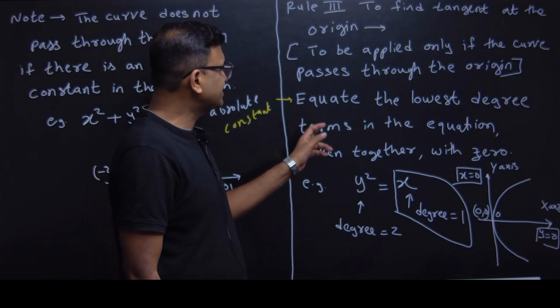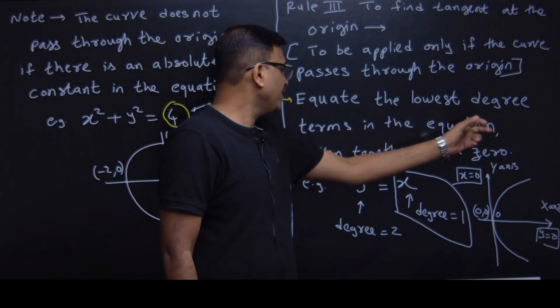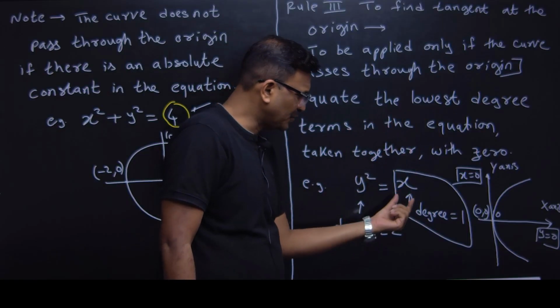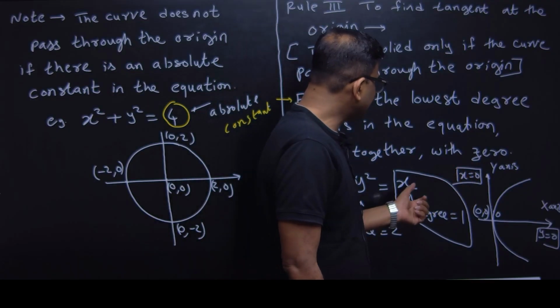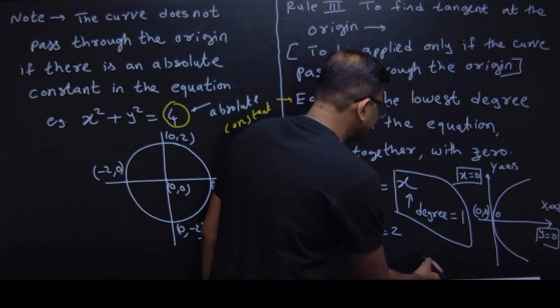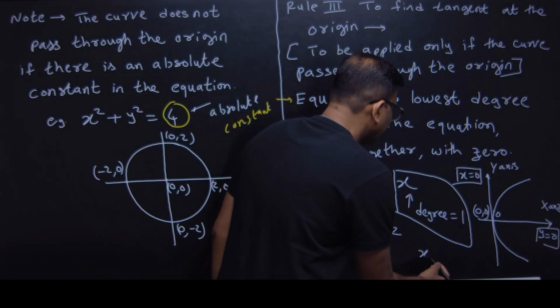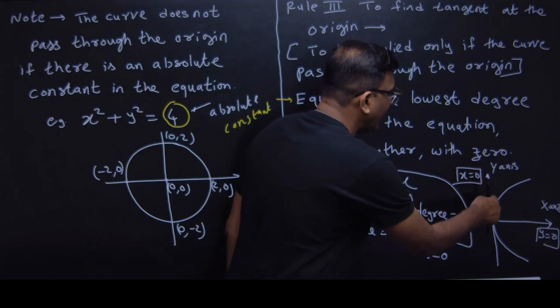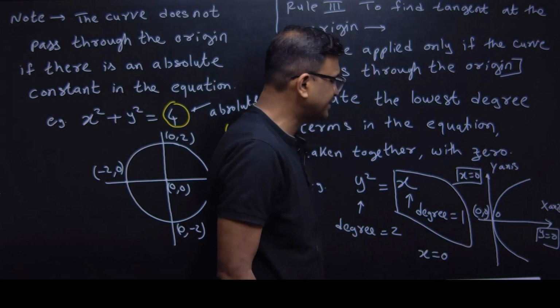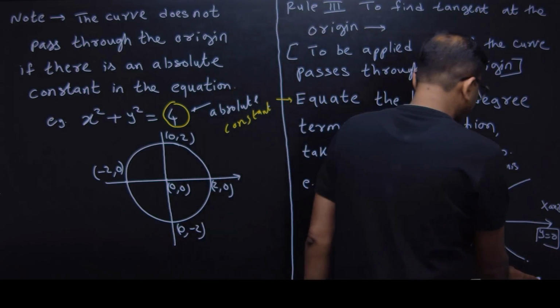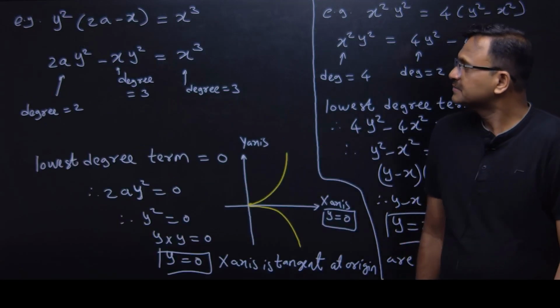So to find tangent at origin, we have to equate the lowest degree term in the equation with 0. Here in this case, it is x. If we equate x with 0, we will get x is 0. That is nothing but the y-axis. The y-axis is the tangent at origin. You can see that x is 0 is the tangent at origin in this case.